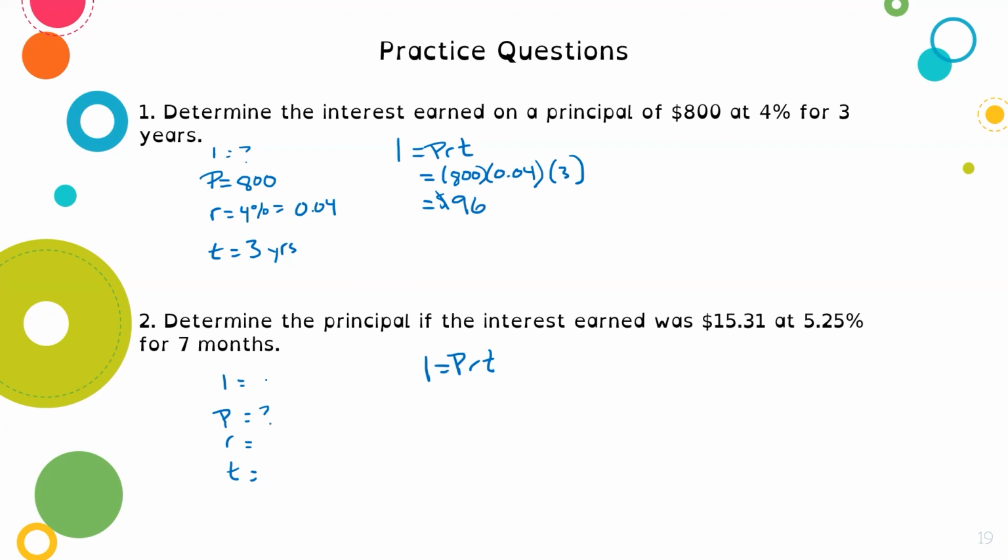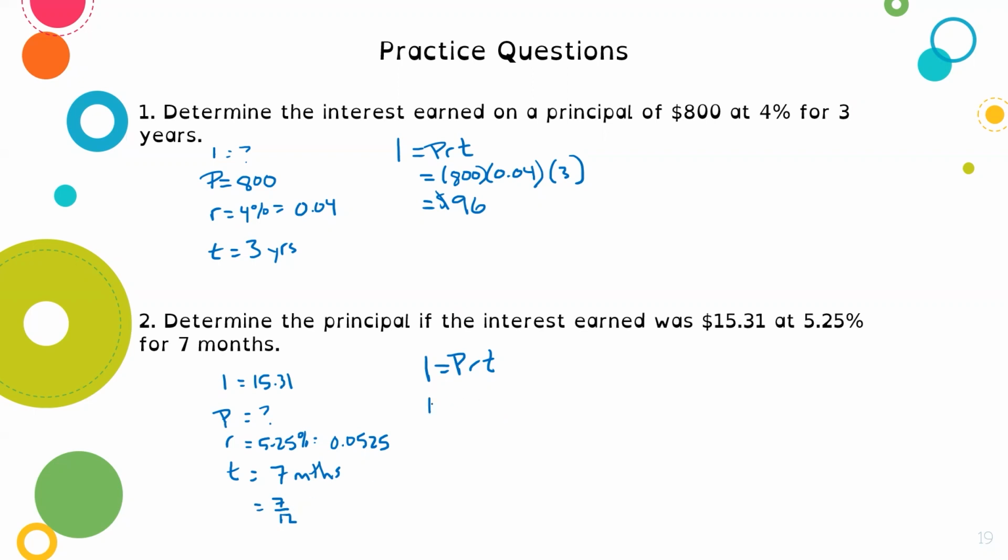If the interest earned was 15.31, so my I is 15.31, my R is 5.25%. So that is 0.0525. And my time is 7 months. So to convert that to years, I'm going to do 7/12. I could convert this into a decimal, but I'm just going to put it in as a fraction because it's going to be more exact than if I do 7 divided by 12. It's just not going to be as nice of a number. So it's better to leave it in as a fraction.